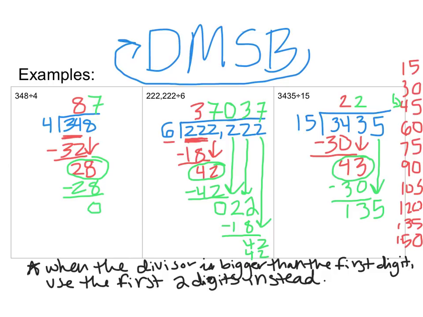Bring down a 5. And now I look at my menu again. I want it to go in. There it is. So I count till I find it. This is 1, 2, 3, 4, 5, 6, 7, 8, 9 times. And 9 times 15 from my menu I know is 135. So that means I'm done. 3,435 divided by 15 is 229.